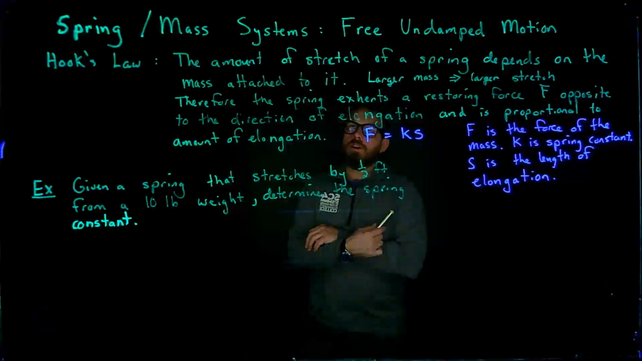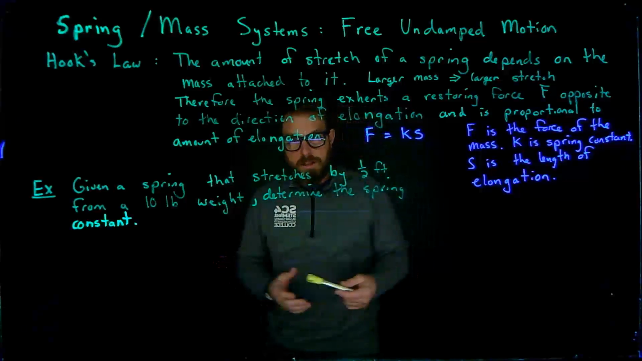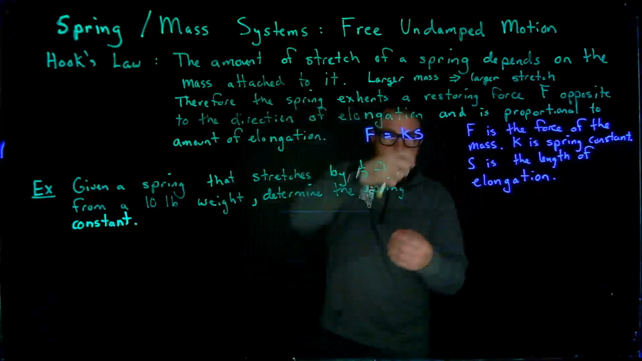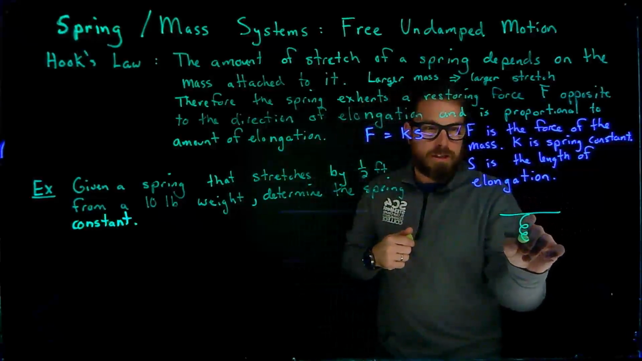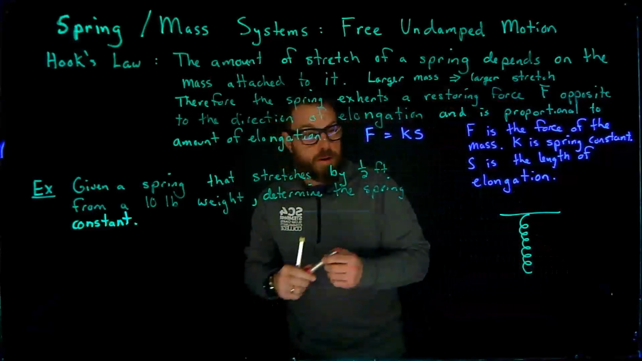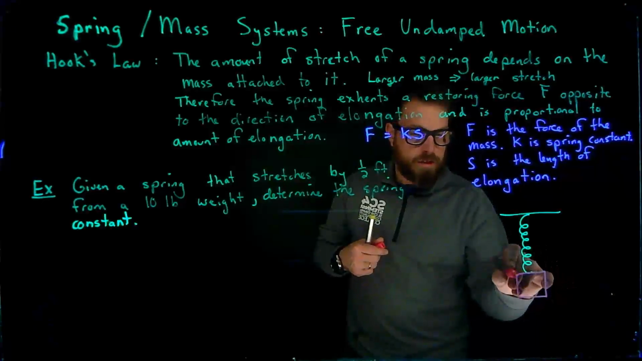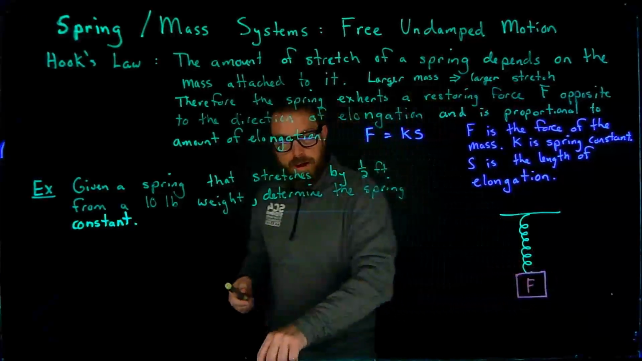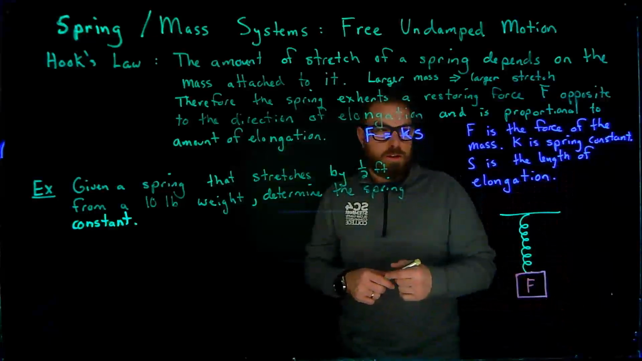So Hooke's law says the amount of stretch of a spring depends on the mass attached to it, which makes sense. The heavier the mass, if you put it on a spring, it's going to pull this thing down. So really what we have here is some kind of spring that looks like this. Nice spring, I know. Now at the end of the spring, we're going to put a mass on here, so some kind of block is going to go right here. So this is going to be our mass, which we're going to call F, because it's going to be the force of our mass. And really, the bigger the mass, the bigger the elongation of the spring.